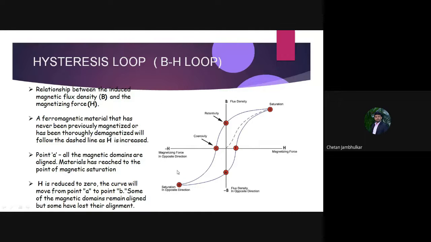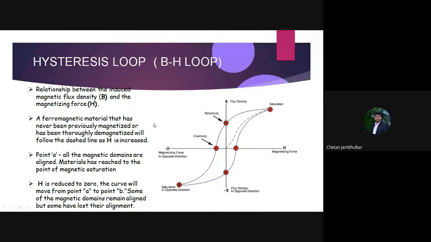This is the hysteresis loop. This hysteresis loop is the relation between the induced magnetic flux density and the magnetizing force. So B is the magnetic flux density and H is the magnetizing force.